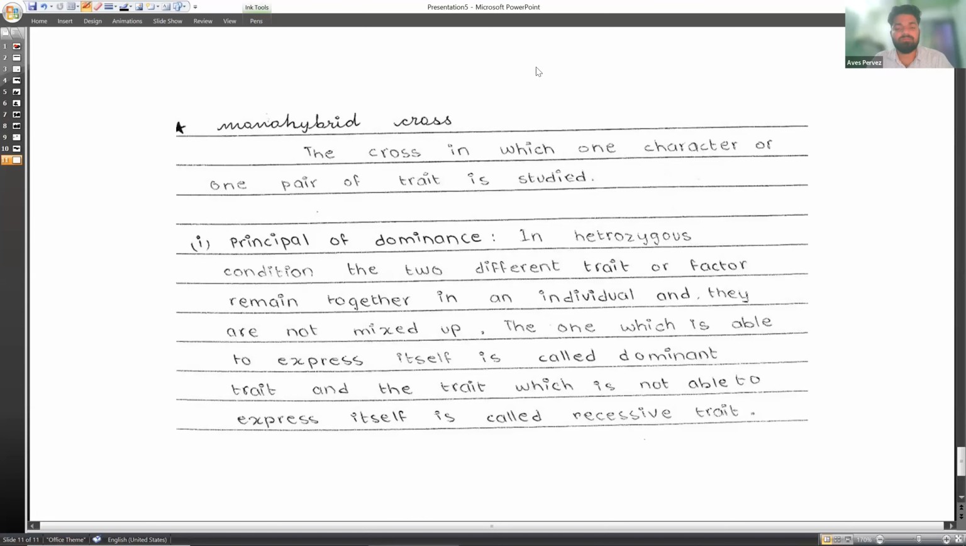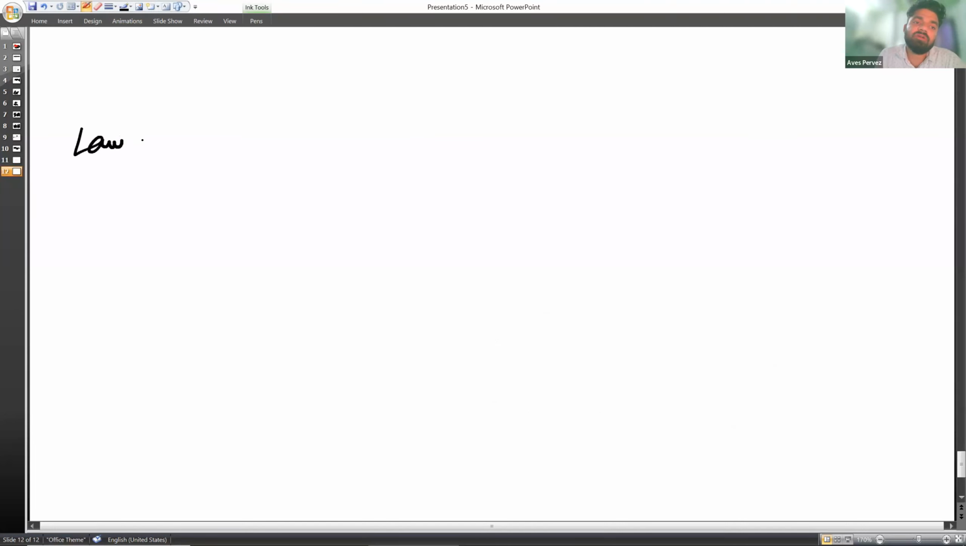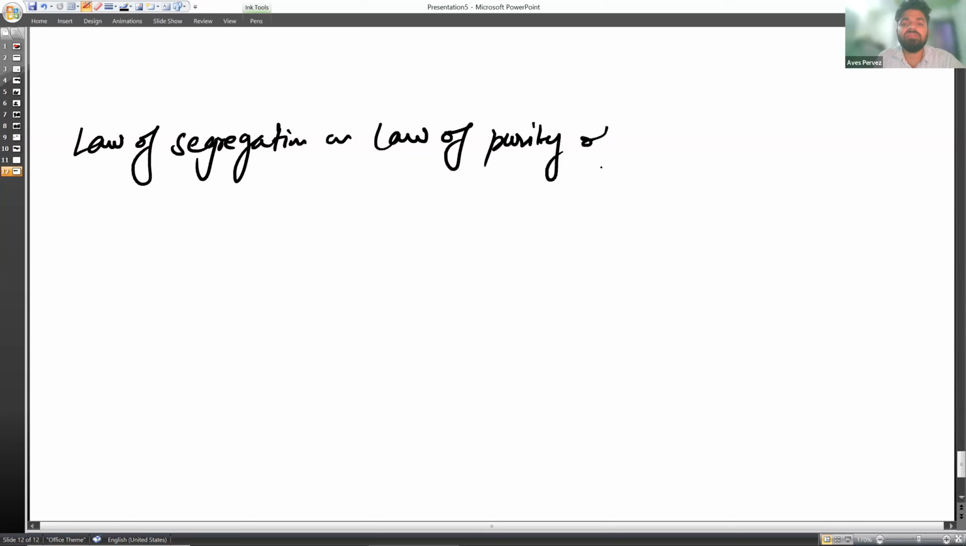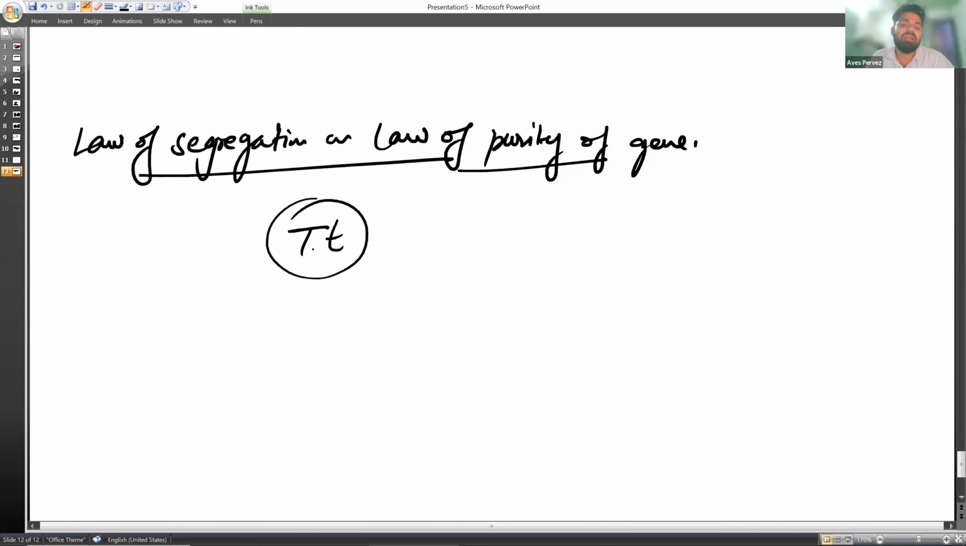So let's move further. He also gave another law, which we call the law of segregation, or the law of purity of gene. And what does it state? It states that in a heterozygous condition, the two different traits remain together in an individual, and they are not mixed up.